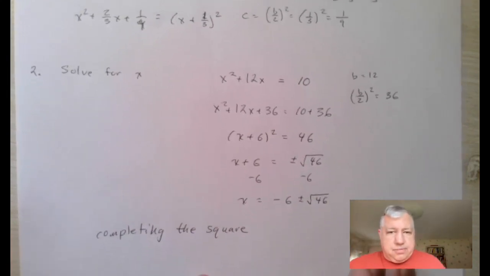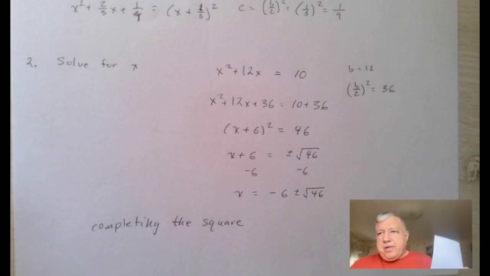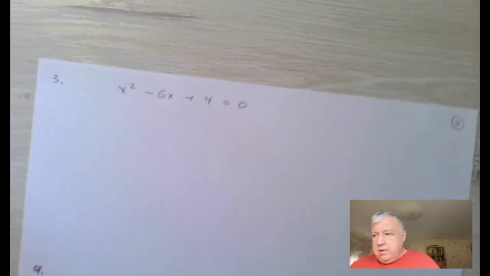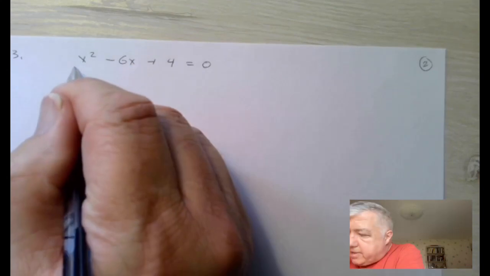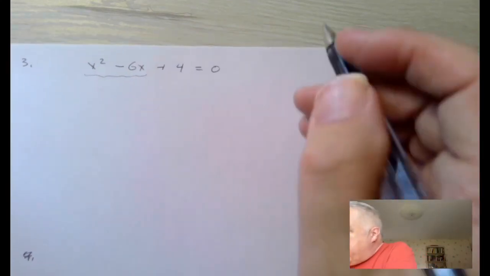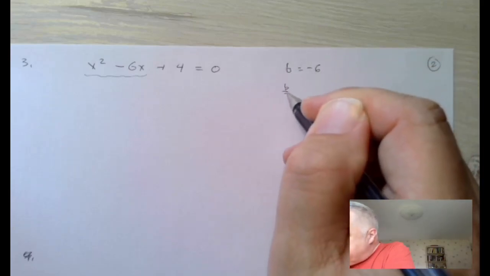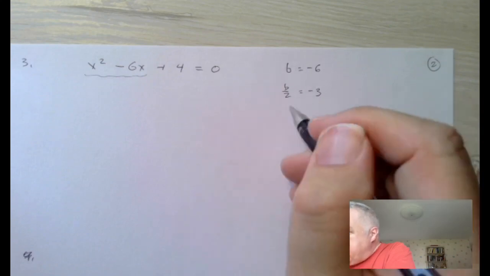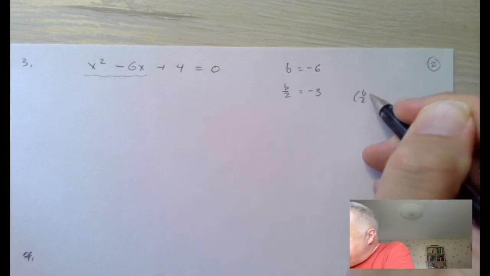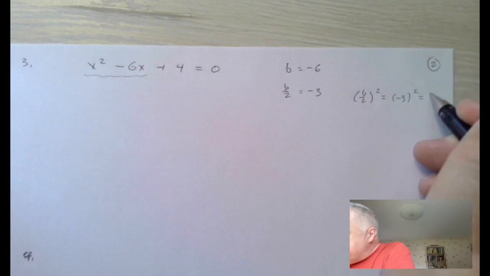And that's how we do this. Okay. So let's just look at a few more examples then. In this case, we have x squared minus 6x. All right. So we have, in this case, b would be negative 6. b over 2 would be negative 3. And b over 2 squared would be negative 3 squared, which is 9.